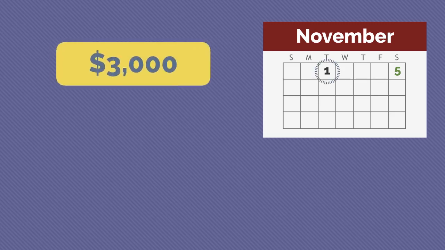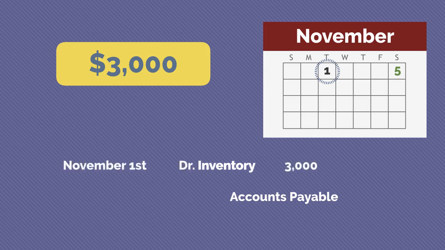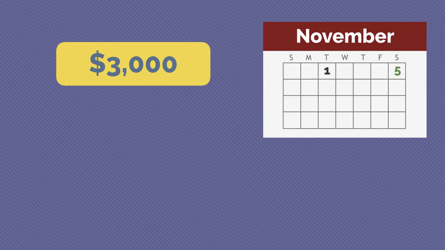How does this translate into our accounting journal? Well, on November 1st, he buys the inventory for $3,000 on account, increasing the inventory balance and accounts payable account balances. This will go into the ledger as a debit to the inventory account and credit to the accounts payable account. If Tom pays within 8 days of the invoice date, on November 5th, he gets the discount.